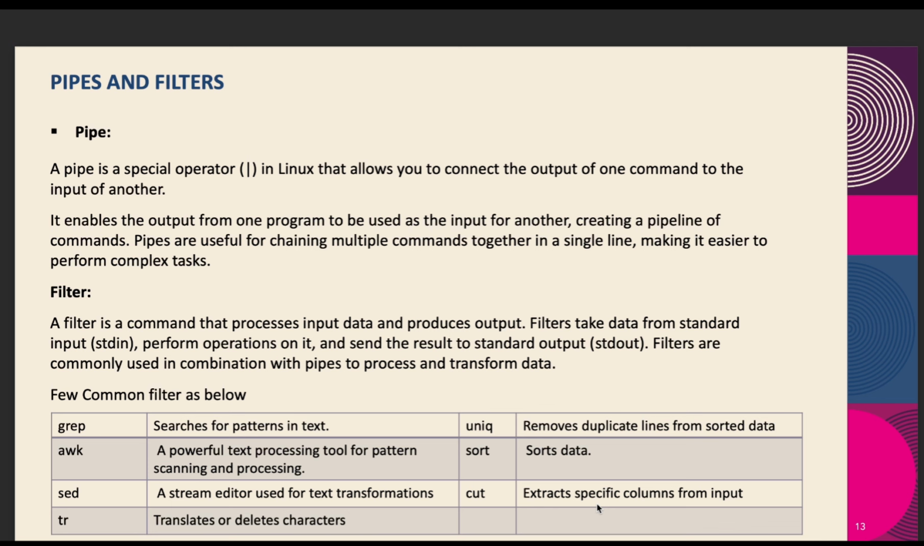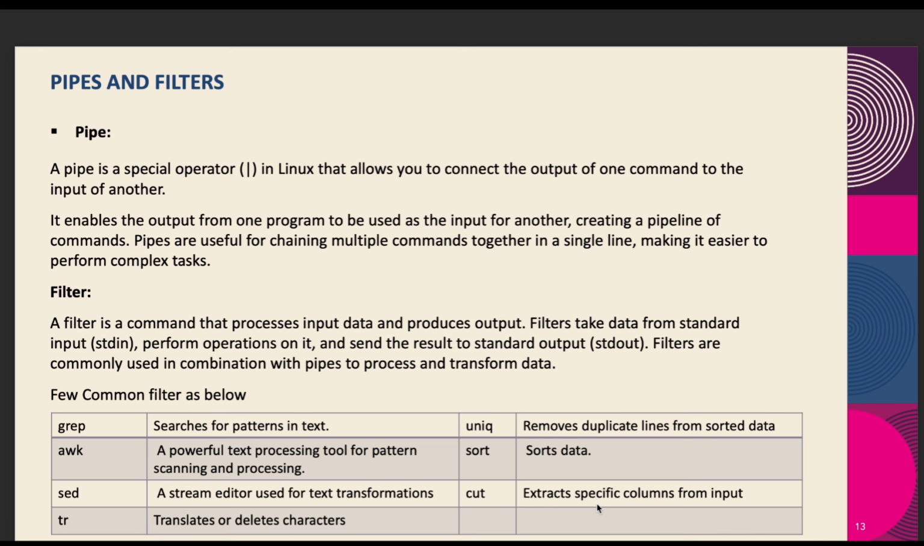So tr translates or deletes characters. That means suppose you have a fixed set of strings in any text file and you need to replace a certain set of strings with other strings, then you can use tr. The next is uniq. As the name suggests, if you apply this filter, it will give you a unique set of characters or lines. So it will remove the duplicate lines from the sorted data.